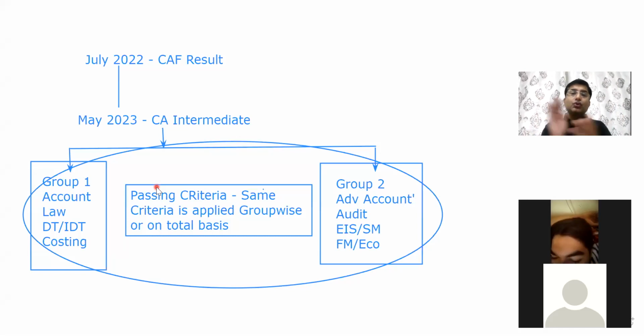But because you gave both the groups together, 195 plus 215, total is 410. The passing criteria is applied on a totality basis. 410 means the student will be declared as passed. This is called set off. आपने दोनों ग्रुप्स एक साथ दिए, इसीलिए आपका फायदा हुआ.